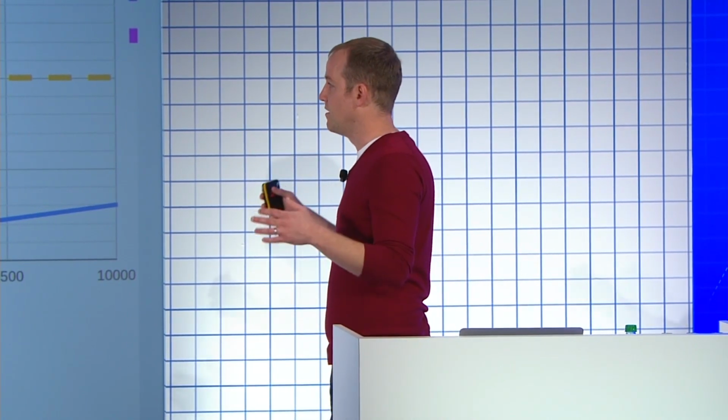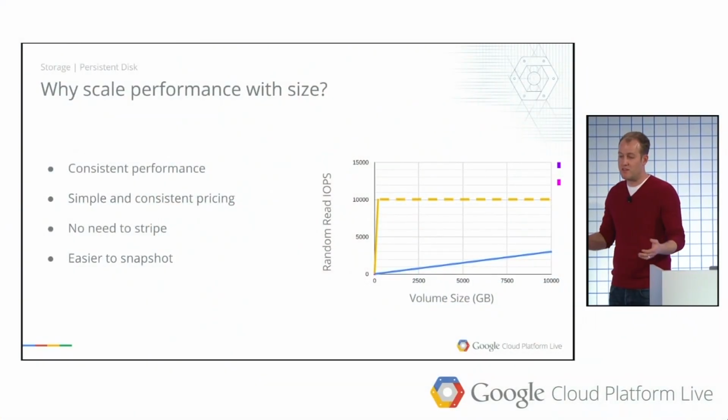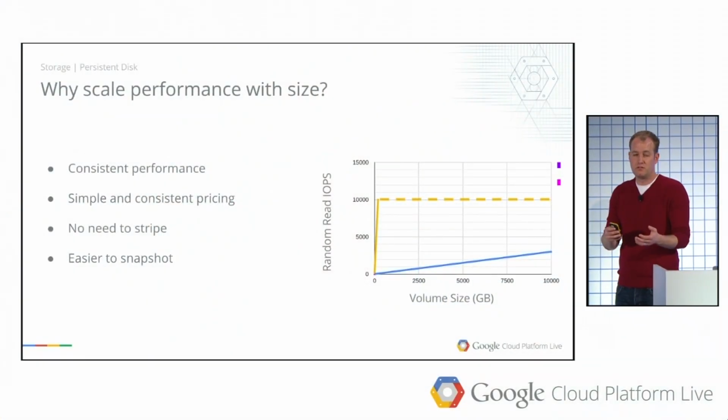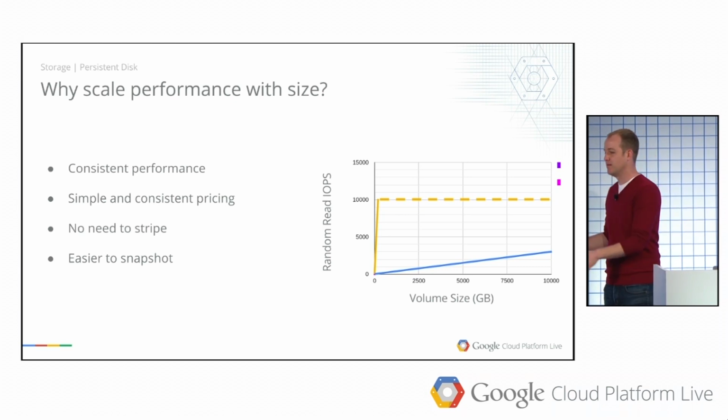The second is that it gives you simple and consistent pricing. So if you ever need more IOPS, you just create a bigger disk. And the nice thing about this is that your charges don't vary with the amount of IOPS that you hit with your application and have them changing over time. It's just a really nice, consistent model. Your bill is going to be the same from one month to the next.